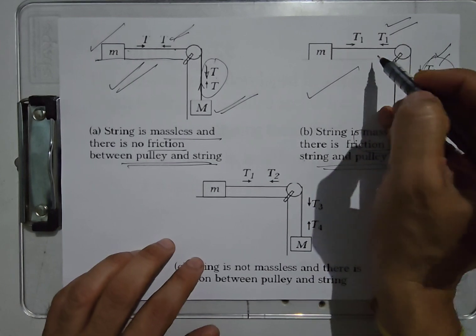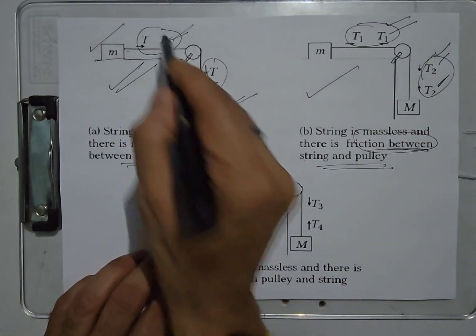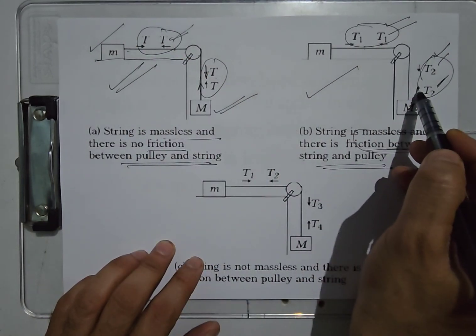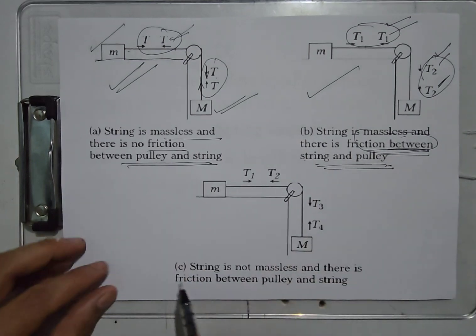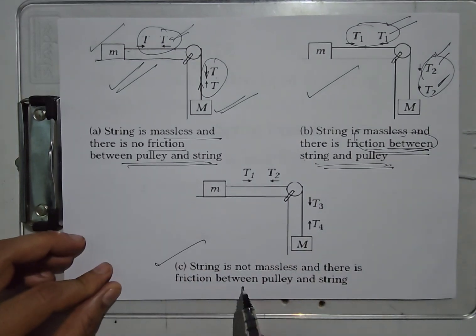But mind you, this tension would also be changing, because the tension in both the strings would be changing because of the friction present between the string and pulley. Okay, similarly the third case is: string is not massless and there is friction between pulley and string.